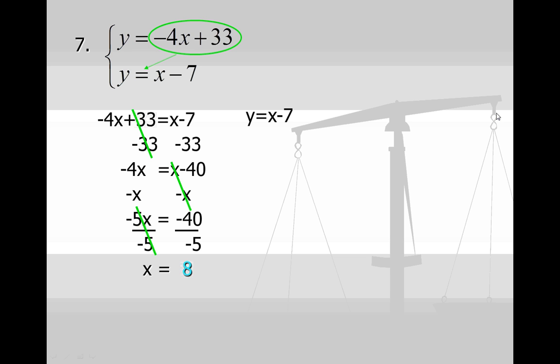Take your equation one. It doesn't matter which one. Now, see, what they did was they chose the one that doesn't have any number with the x because that's less work. You could still do the top one. It doesn't matter, but this is a good one. And substitute that in there, and 8 minus 7. Hey, didn't we just see that? Equals 1. I think my solution is (8, 1).